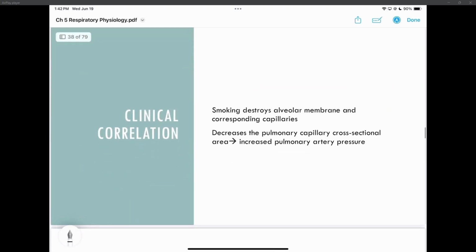So smoking destroys the alveolar membrane and your corresponding capillaries. So we're going to decrease pulmonary capillary cross-sectional area because we're losing capillaries, and you get an increase in pulmonary vascular pressure. That's why smoking is so bad. It destroys your lung tissue, causing fewer capillaries. Fewer capillaries is less cross-sectional area. Resistance goes up.